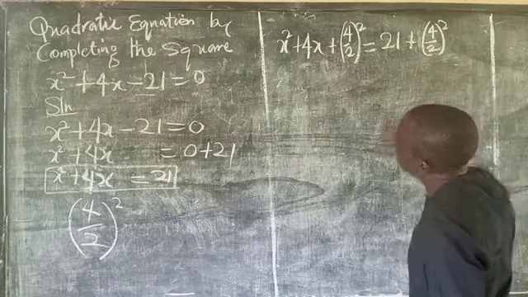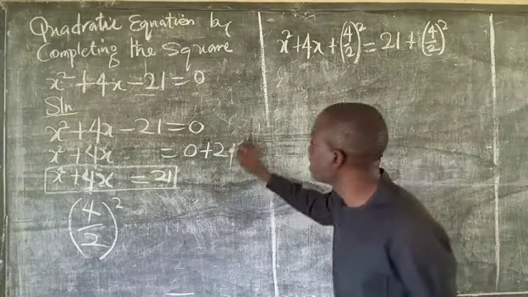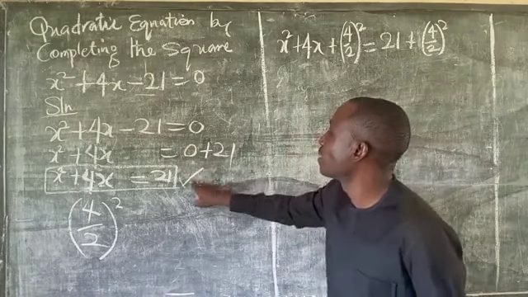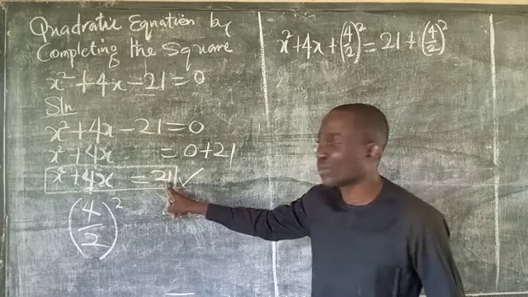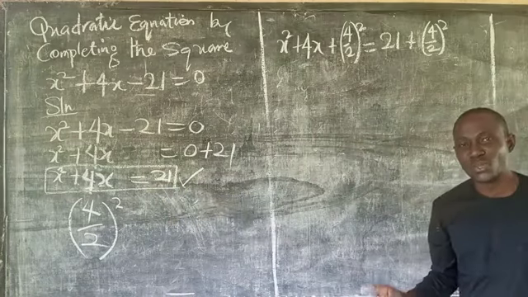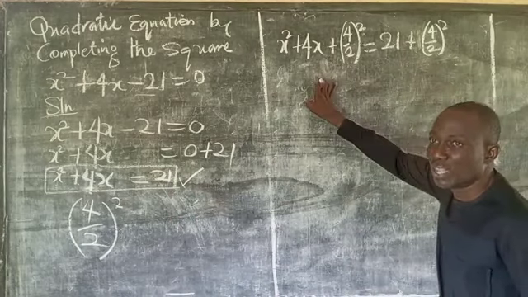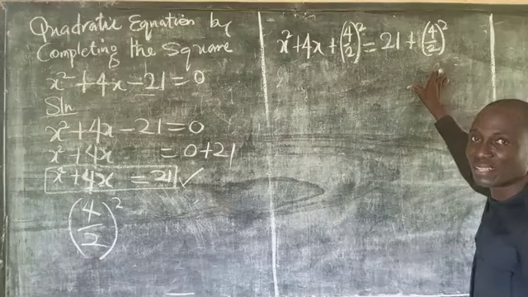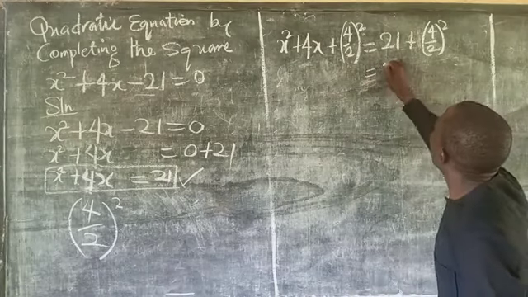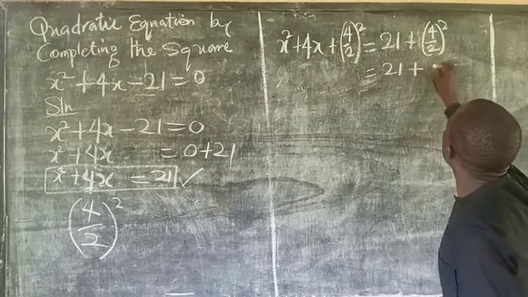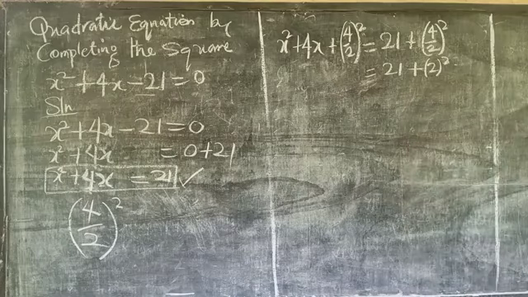You square it. This is the second most important thing you must do. The first most important thing is to take the constant to the right hand side, which in this case is 21. The next thing is to focus on the right hand side and do away with the left hand side first. What do I mean? I will say 21 plus 2 squared, since 4 divided by 2 is 2.